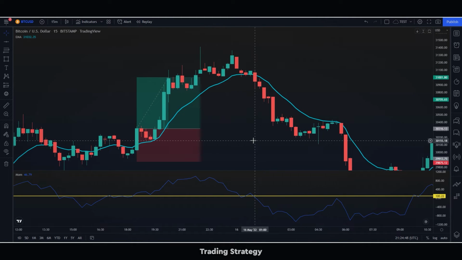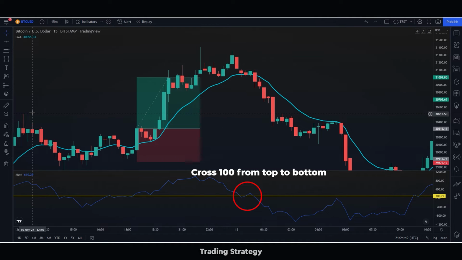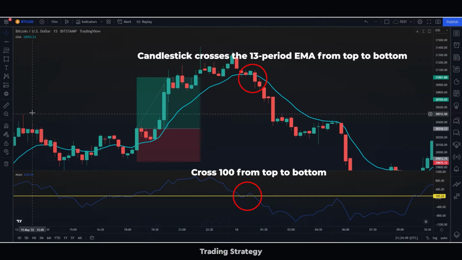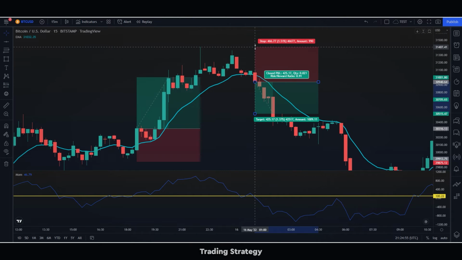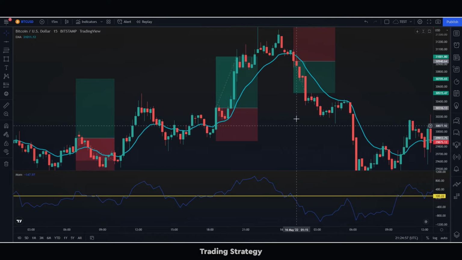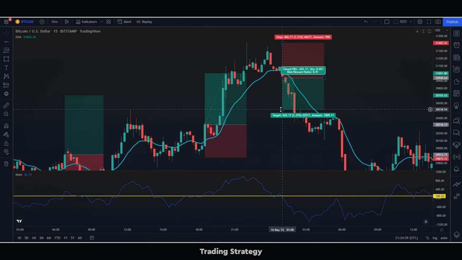To make a sell trade, all we have to do is wait for the momentum line to cross its 100 line from top to bottom, and at that very moment, a candlestick crosses the 13-period EMA from top to bottom. If this is true, we will perform the sell operation. We will put our stop at the last high and our take profit at a risk-benefit ratio of at least 1.5 to 1. That is, we risk 1 to try to win 1.5.